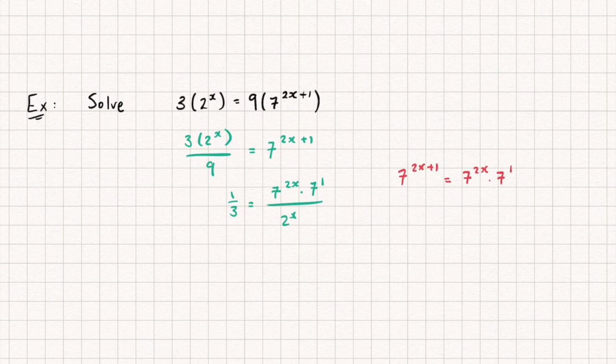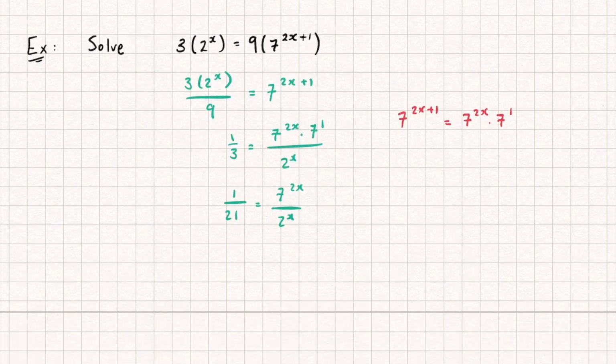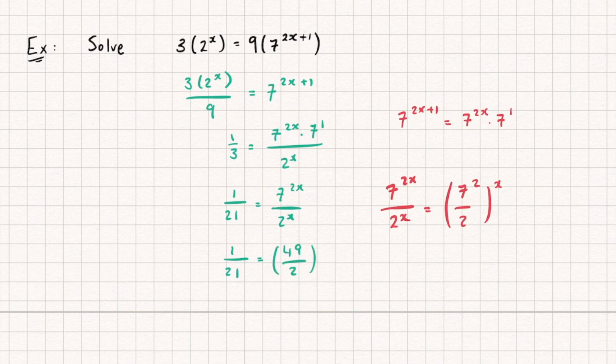I'm then going to divide both sides by 7, so I get 1 over 21 equals 7 to the 2x over 2 to the x. And again, using my laws of indices, I'm going to rewrite this on the right hand side, 7 to the 2x over 2 to the x, as 7 squared over 2 all to the power of x, because I just distribute the power across the numerator and the denominator. Hopefully you can see how that works, and you'll see why I'm doing this in a second. So now I've got 1 over 21 equals 7 squared, that's 49 over 2, to the power of x.